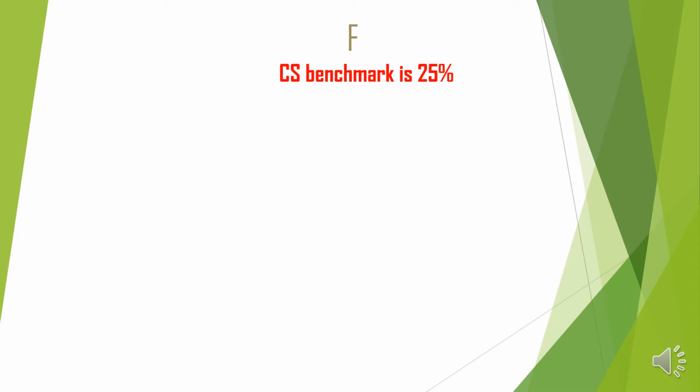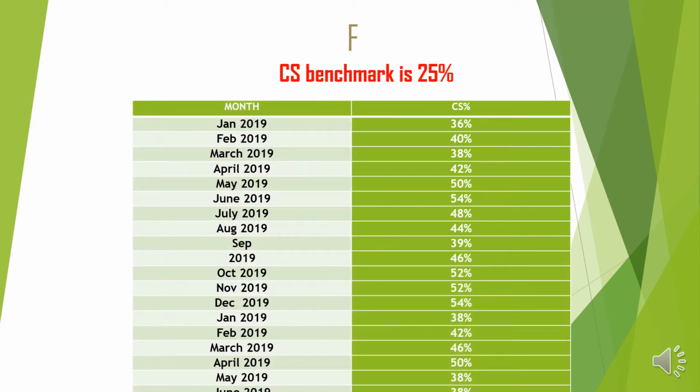So for example, I will give you this. My problem is the cesarean section rate. The benchmark inside the kingdom, let's say it's 25%. And this is our performance inside our healthcare facility for 18 months, 1.5 years. In January 2019, it was 36%. In February, it's 40%. In March, it's 38%, and so on. So this is our performance.